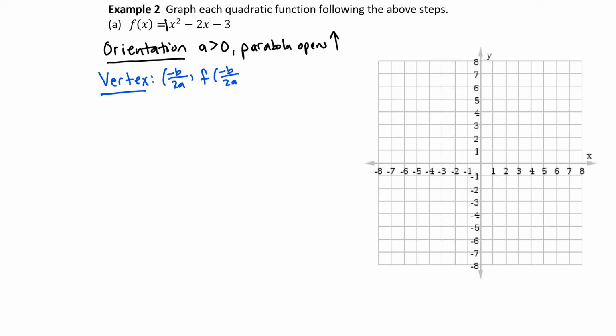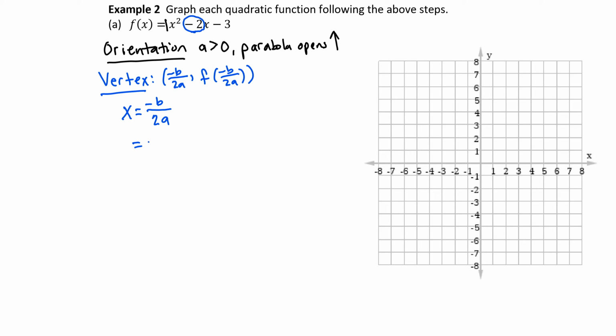So there are two coordinates to the vertex, an x-coordinate and a y-coordinate, and we're going to find them one at a time. We will start with the x-coordinate. The x-coordinate is calculated as negative b over 2a. Looking at our original function, b is negative 2.